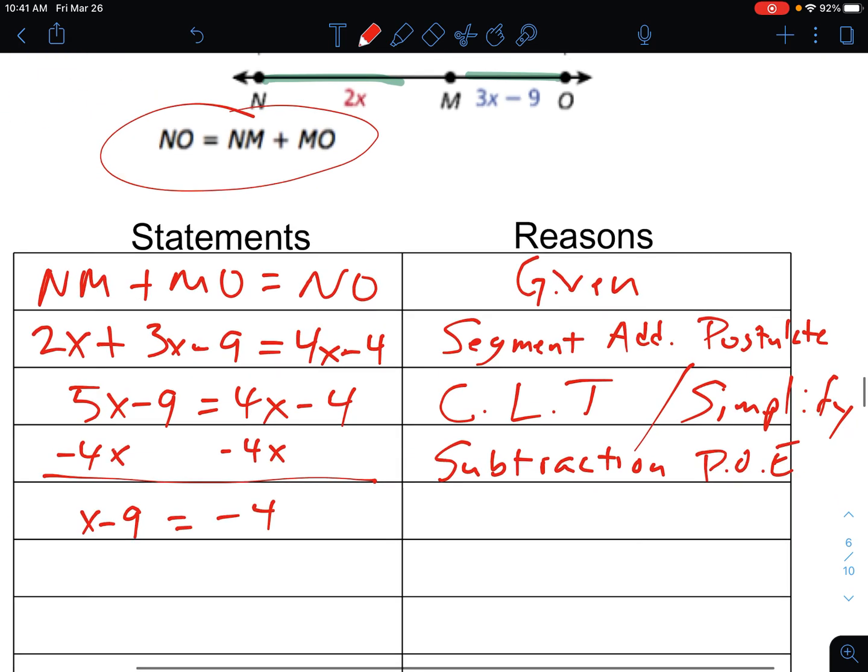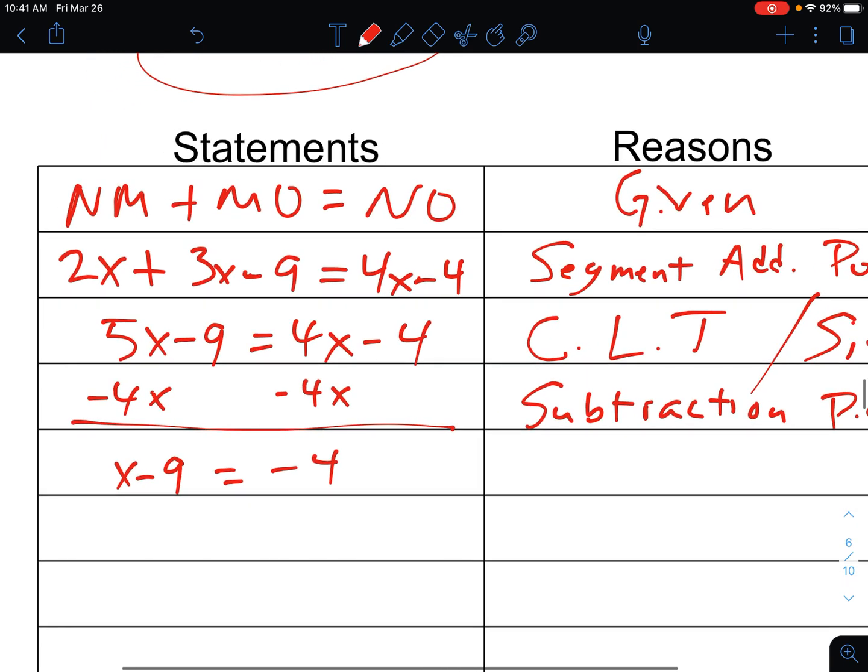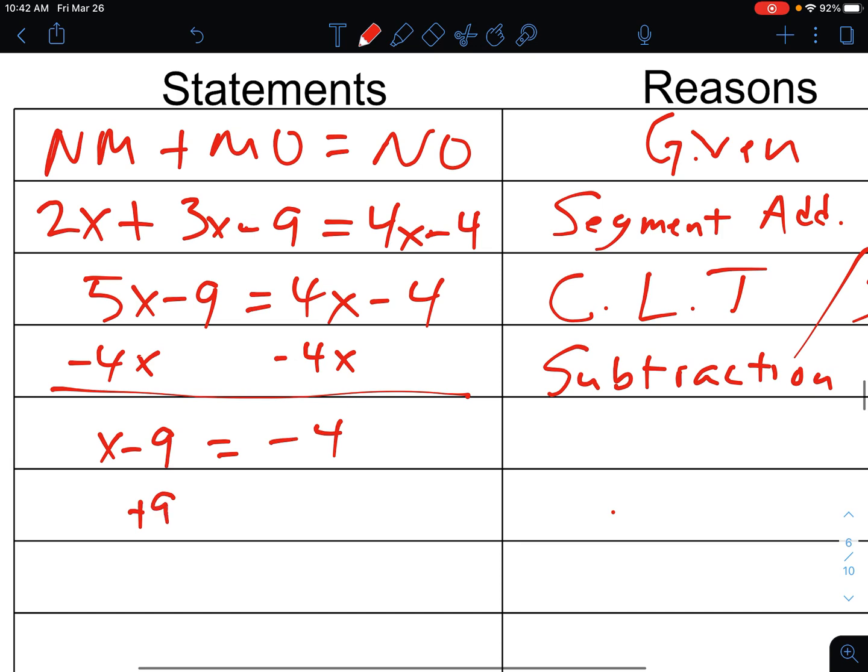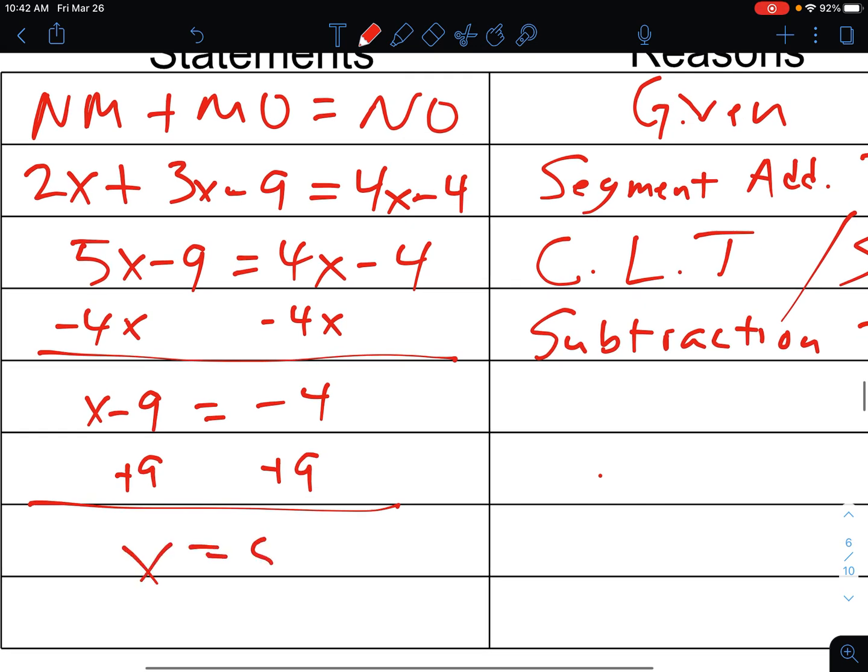Property of equality. Okay. Technically, then this would be simplify. I'm just going to leave that a blank. Then we would add 9. And you get x is equal to 5. And then how do we add 9? That was the addition property.